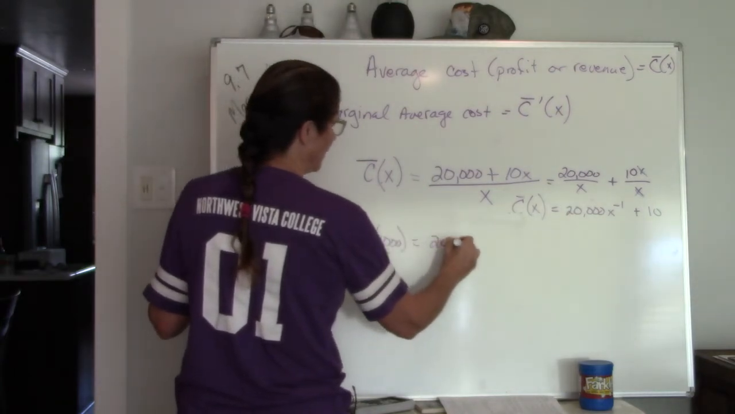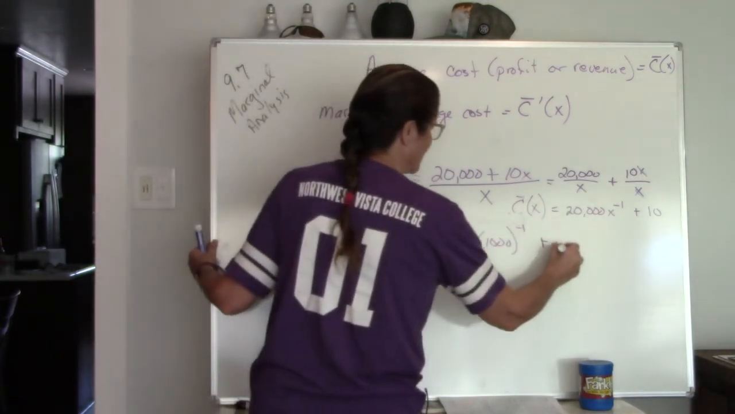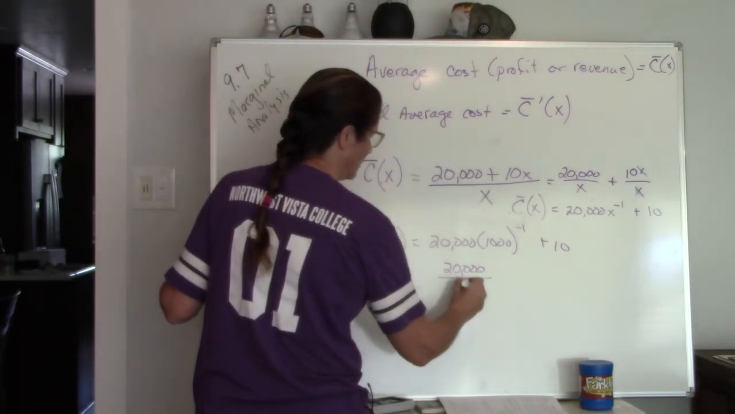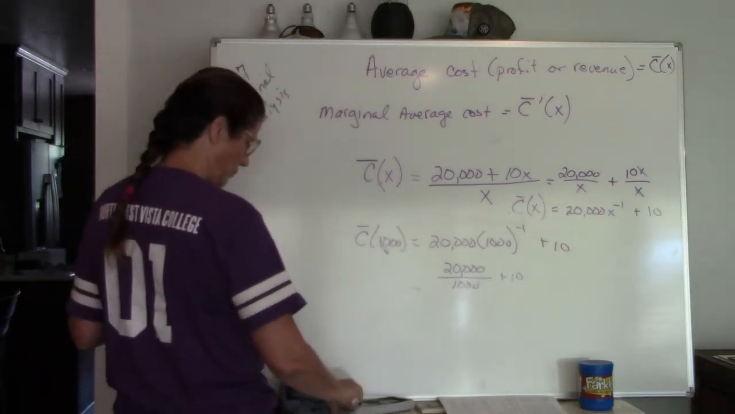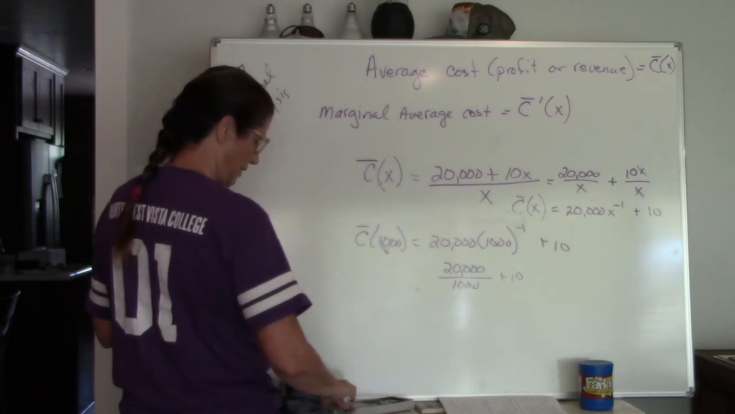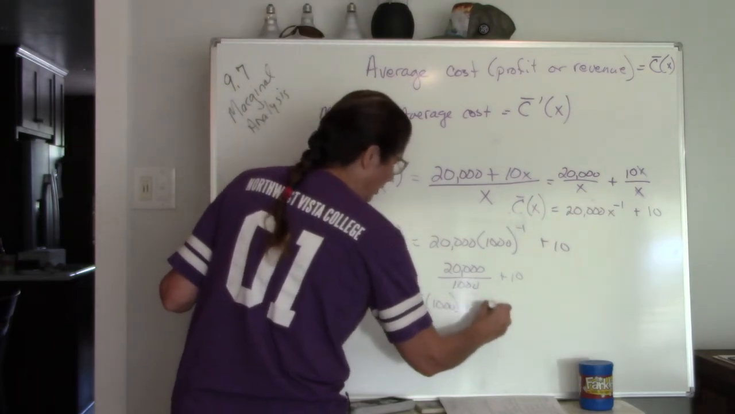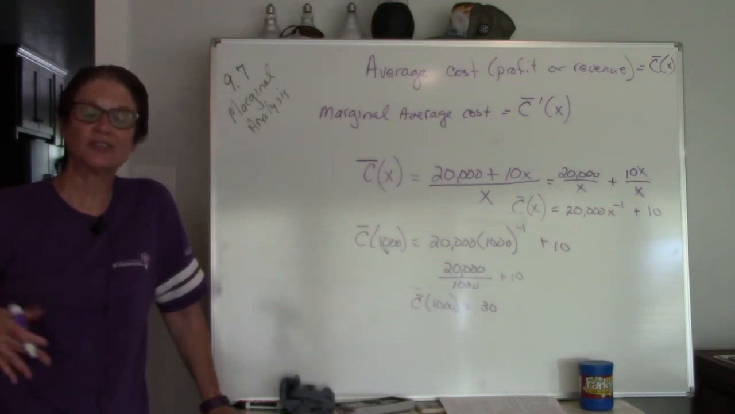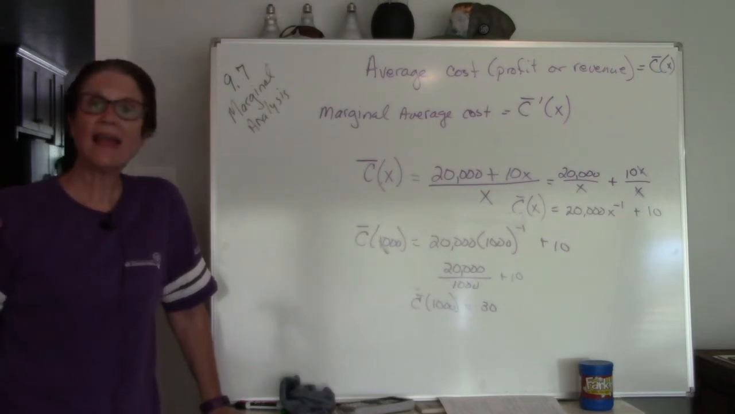So average cost of 1,000 dictionaries. We're going to go 20,000 times 1,000 raised to the -1 plus 10. Remember, you can also do it this way: -1 means that when I drop it, it becomes a positive. So we have 20,000 divided by 1,000 gives us 20 plus 10. So we end up with an average cost of 1,000 dictionaries of about $30. That's the average cost for the dictionaries. Okay, so that's average cost.